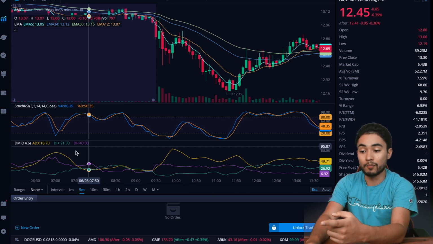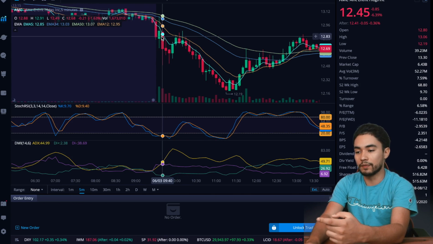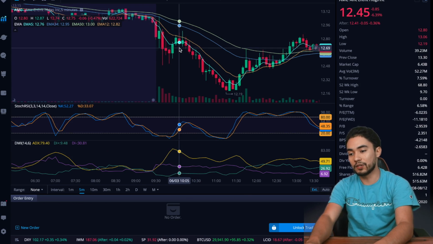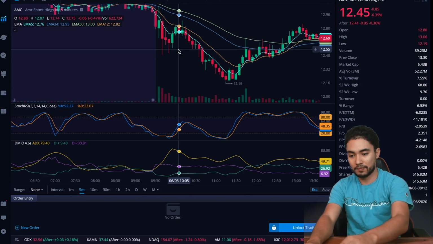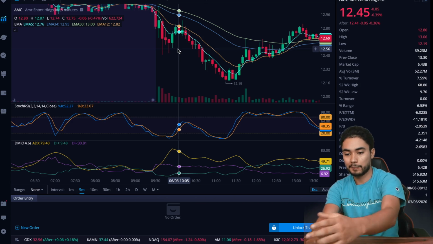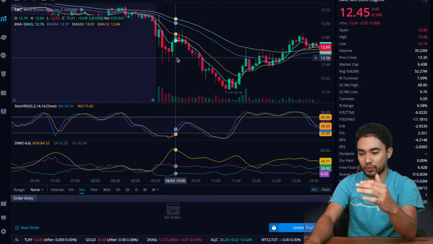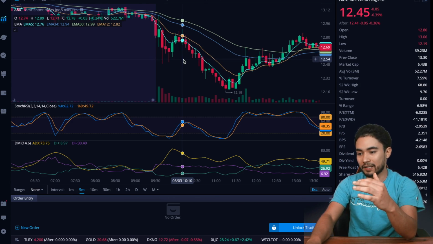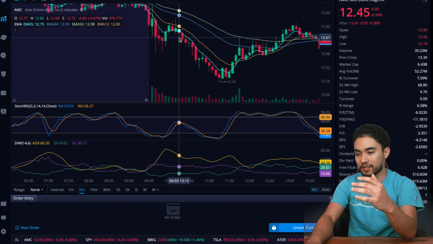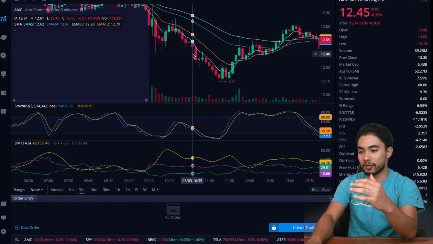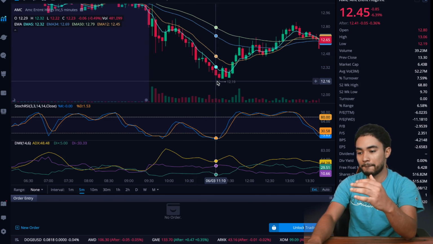The strength is for bears. DI minus is over 24. And just like that, it tells you it. From here, it tells you it. DI minus is at 30 right there. And you see ADX is at 79. So that's incredibly strong. And that's exactly what happens because then it keeps just getting rejected every single time. Doesn't matter the green candles, it keeps getting rejected.